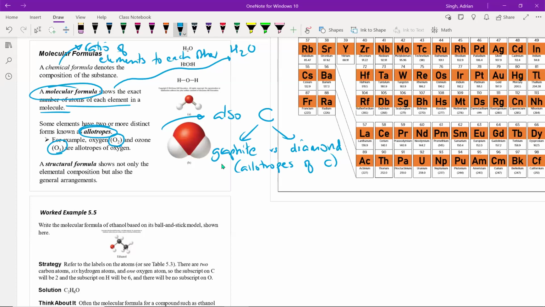The structural formula, the last one here, not only gives us the elemental composition, the different types of atoms, but it also shows us how the atoms are arranged.